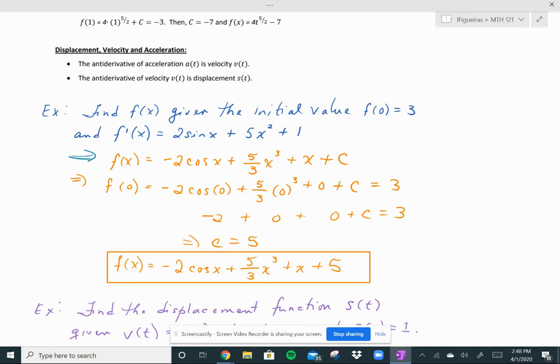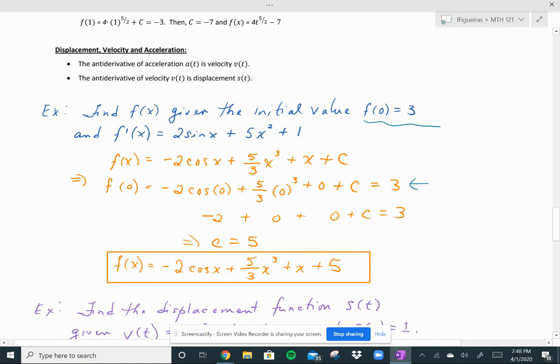Well, now is when we use the initial value information. You plug in 0 for x in your f of x function, and we set it equal to 3, as stated in the original problem. So we have negative 2 cosine of 0. Well, cosine of 0 is 1, so your first term is negative 2, which you see here. Then we have 5/3 times 0 cubed, well, that's 0, plus 0, because x is 0, and then plus c. So solving for c means you add 2 to both sides. You get that your constant is equal to 5.